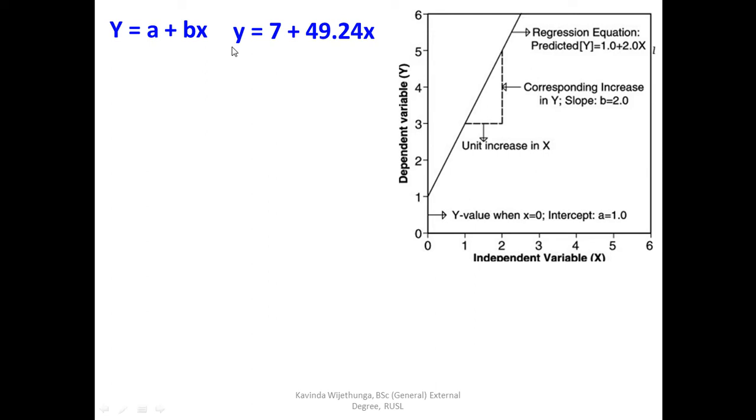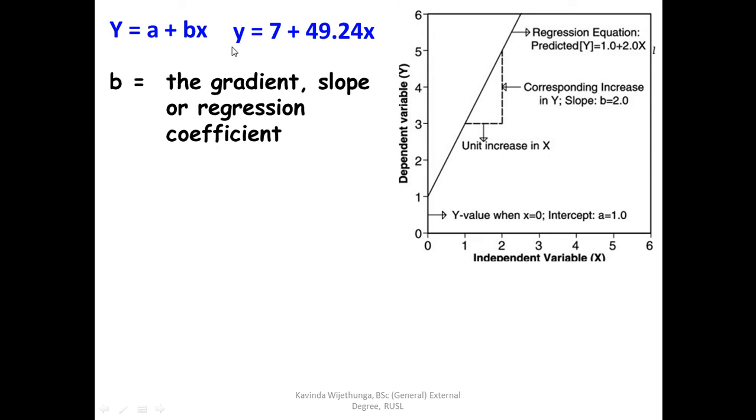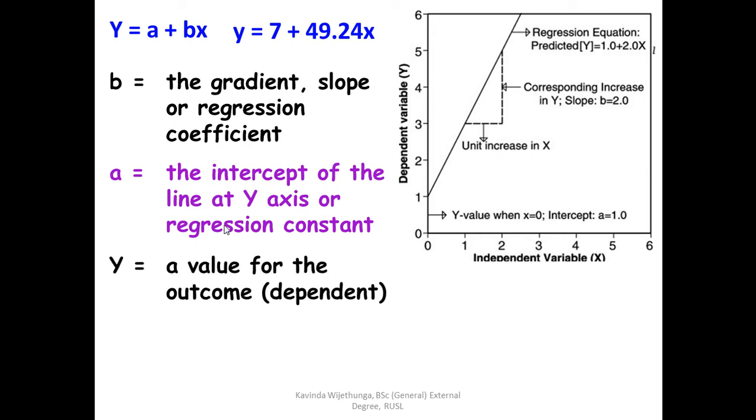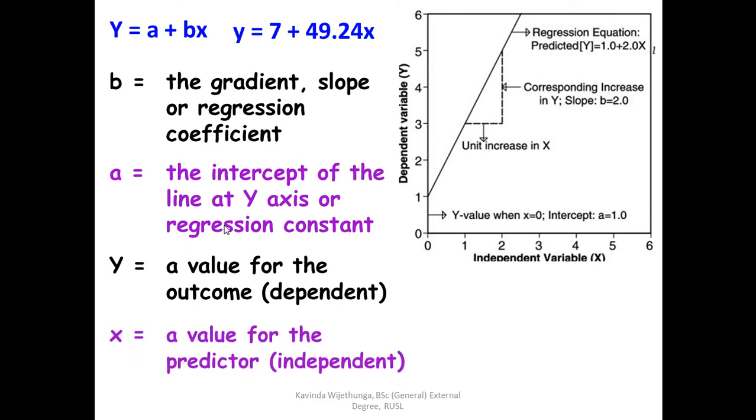B is the gradient or the slope, the regression coefficient. This is the gradient, and a is the intercept. Intercept means where the line cuts the y-axis. The intercept of the line at the y-axis is the regression constant. Y is the value of the outcome, that means the dependent variable, and x is the value of the predictor, it means the independent variable. So this is an example of a regression line.